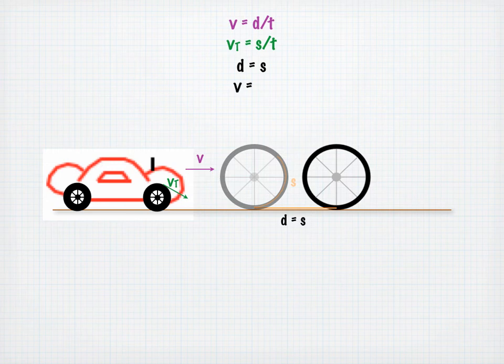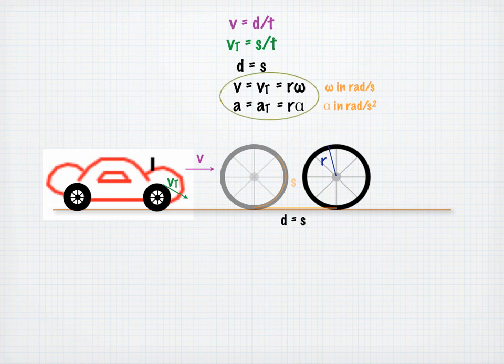This means that the linear speed of the car is equal to the tangential speed of the tire. It follows then that the linear acceleration of the car is equal to the tangential acceleration of the tire. The tangential speed of the tire is equal to the radius of the tire times the angular speed of the tire, if angular speed is in radians per second. And tangential acceleration of the tire is equal to the radius of the tire times the angular acceleration of the tire, if angular acceleration is in radians per second squared. So you can also relate the linear speed and acceleration of the car to the angular speed and acceleration of the tires.